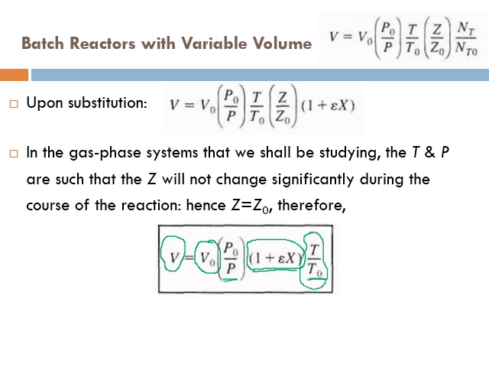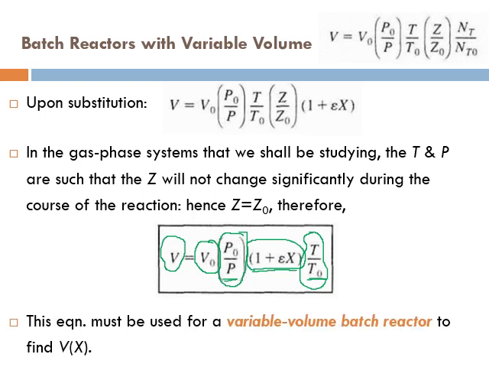Okay, T over T naught, because as the temperature increases, the volumetric or the volume increases, and then we correct it for pressure. And as you know, as the pressure increases, the volume decreases. So this equation must be used for a variable volume batch reactor to find V as a function of X.